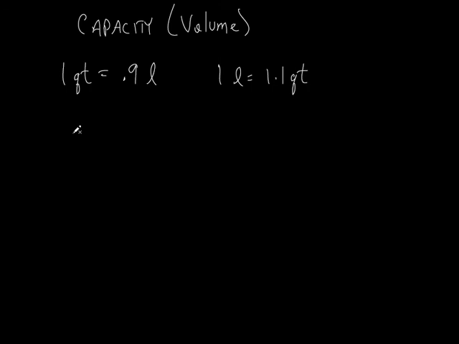Alright, so let's do another one. 1 pint equals about half a liter. Again, this is not exact, but it's kind of close. Right? And then let's do it the other way around. 1 liter equals how many pints? About 2.1. It's not an exact inverse of this, because the exact inverse of this would be a 2, but it's 2.1 pints.